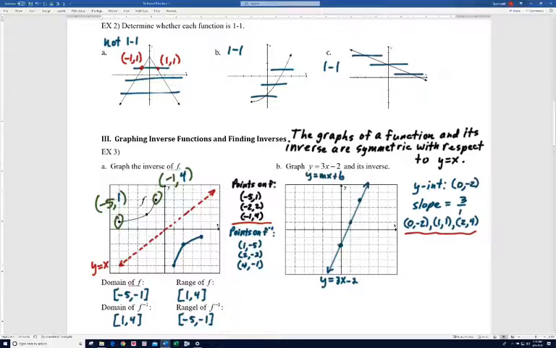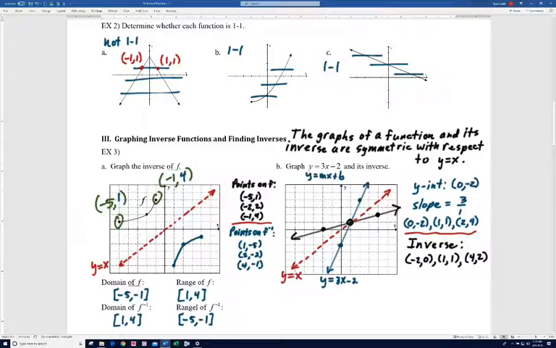So to find the inverse, all we need to do is switch our x's and y's, and we'll get (-2, 0), (1, 1), and (4, 2). Now we don't even know what the inverse is called at this point, but we can use these points to graph it. So let's go ahead and do that. And again, notice you're going to have symmetry through the line y equals x, which is always going to be the case.